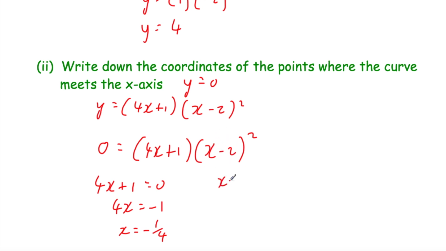So we've got here x minus 2 equals 0. So that means that x is equal to 2. So that's fantastic. We've got our two values of x for whenever those brackets are equal to 0.